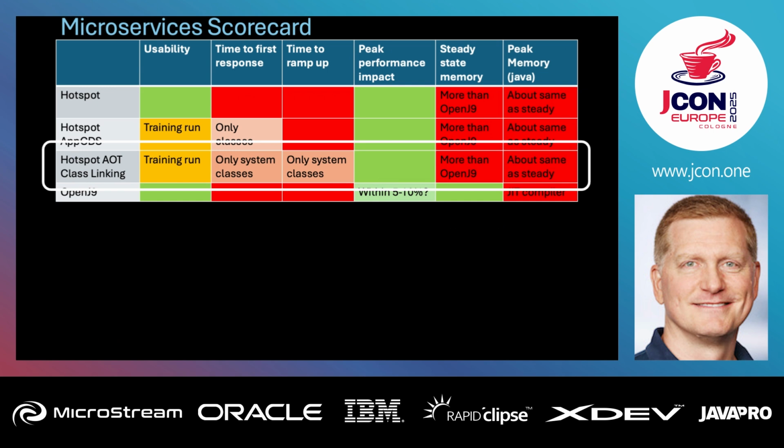So if we go back to the scorecard, again, there's a training run. It's only system classes here, so I made this a slightly darker pink. The traffic light system kind of broke down because I had to get so many variations in color. The last three don't really change with this one, so you still get the same peak performance and the same memory performance. It's not doing anything for your memory consumption, at least that I could measure in the tests that I was doing. Now, I didn't run multiple JVMs at the same time, so maybe there would be some benefit if you did that.